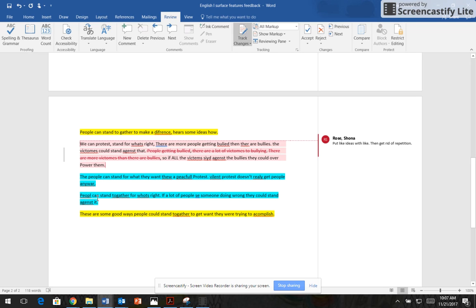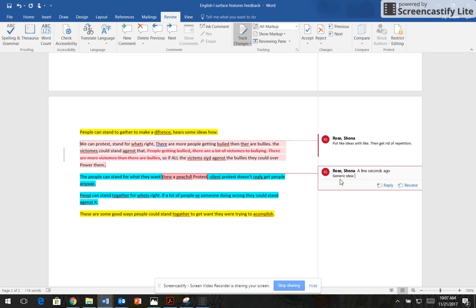People can stand together for what's right. If a lot of people see something doing wrong, they could stand against it. Again, there's two sentences here, but they don't really develop the idea fully so that the reader can get an idea of what the writer is talking about. The most powerful thing that I think that this writer could do, and is very doable right here, is this part right here. This is a generic idea.